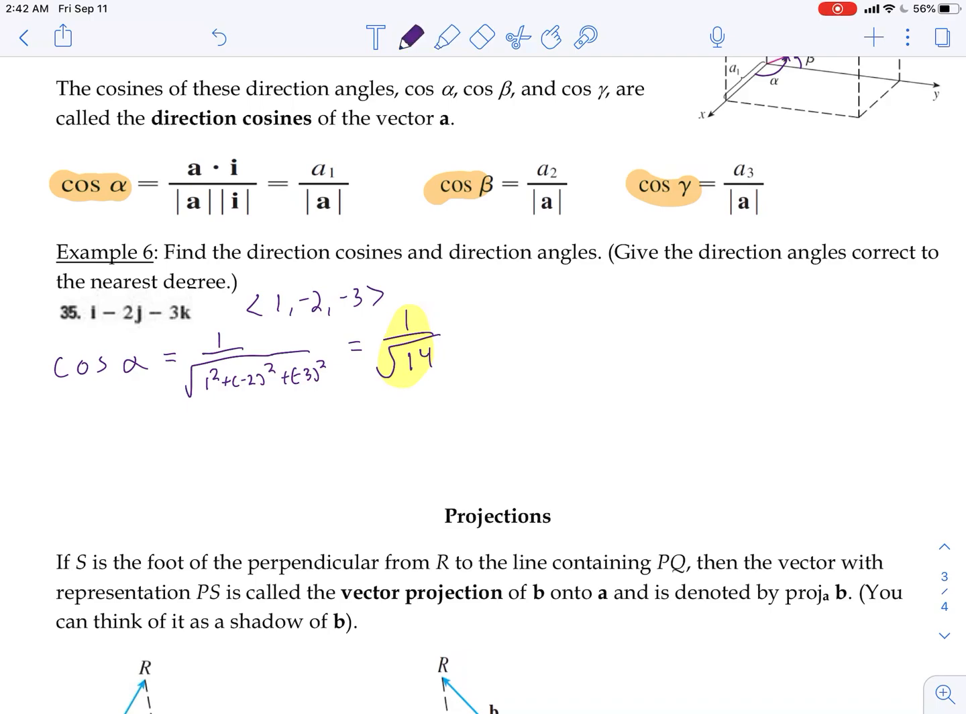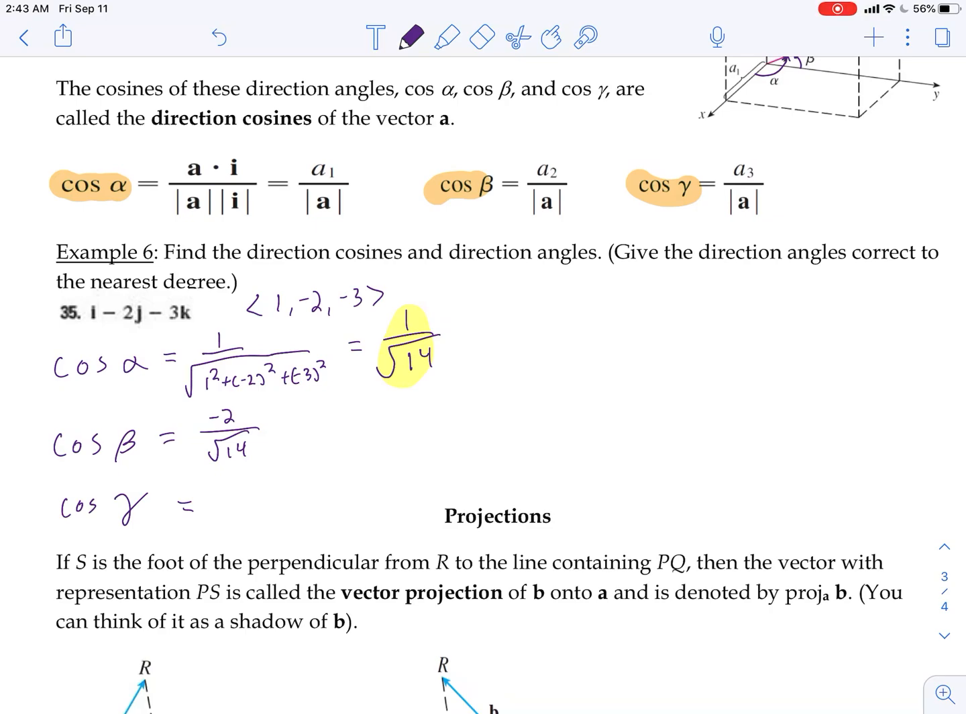Now let's go ahead and find the direction cosine for beta and the direction cosine for gamma. Now we just take the second component, or the y component, a sub 2, which is negative 2, divide that by the magnitude of our vector, and we're done.